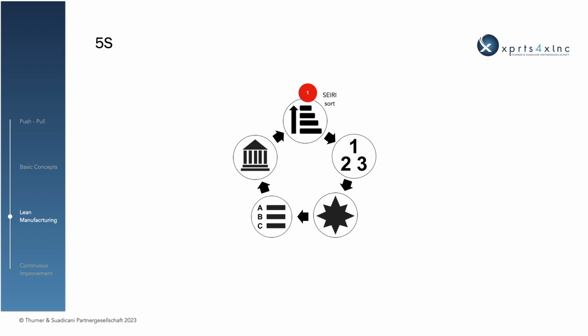The first step is called seiri, which is Japanese and means sorting. Here you first sort all things according to how often you use them. The second step is called seiton and means arranging the work equipment so that it can be reached easily. Step 3 is seiso, which simply means clean up. In step 4, seiketsu, you make it a habit. And in step 5, shitsuke, you make sure you don't lose your new habit again.